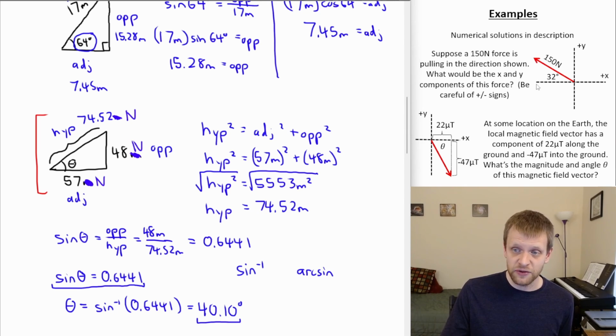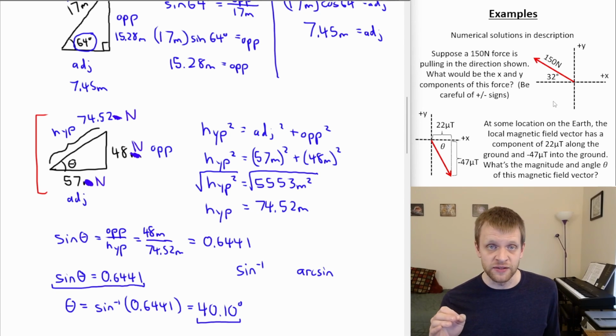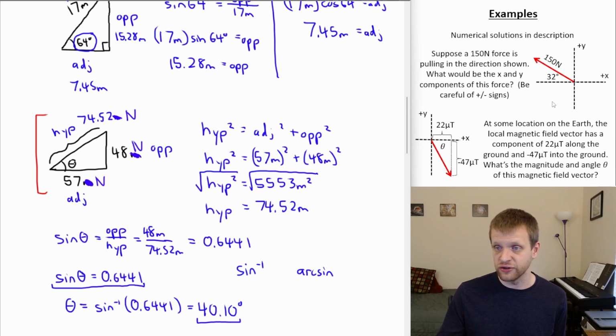The only thing we'd have to be extra careful about in cases like this is if I have a vector that's pointing in a different quadrant, we're going to have to be careful of whether, let's say, the x component is positive or negative. And similarly, whether the y component is going to be positive or negative. How we interpret the positive or negative signs is going to depend on which component we're looking at and which quadrant that vector is actually pointing in.